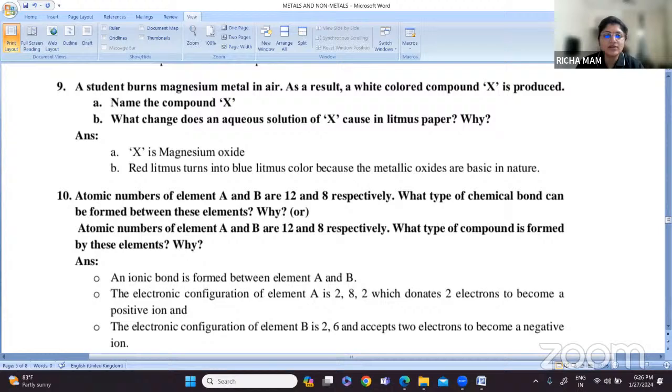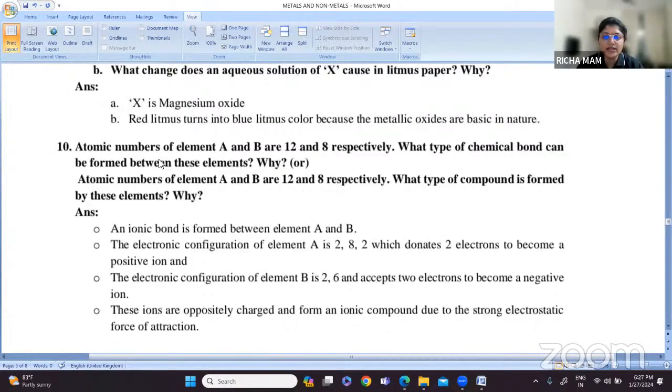So this is the question. Understood till here? Yes. So we have seen nine questions now. Is it clear?